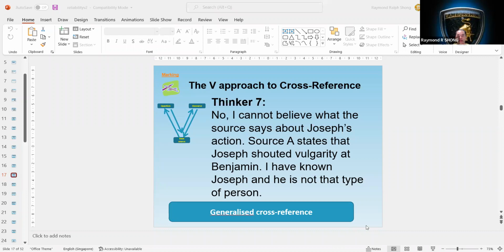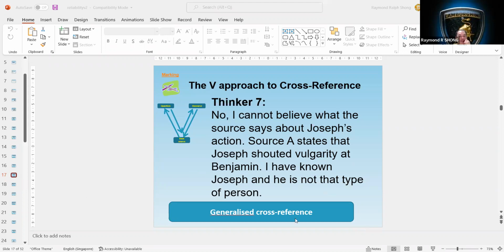Next. No, I cannot believe what the source says about Joseph's action. The source states that Joseph shouted vulgarity at Benjamin. I have known that he's not the type. Oh, don't ever write this. This is mistake number 7.